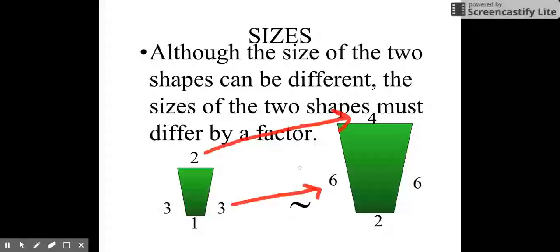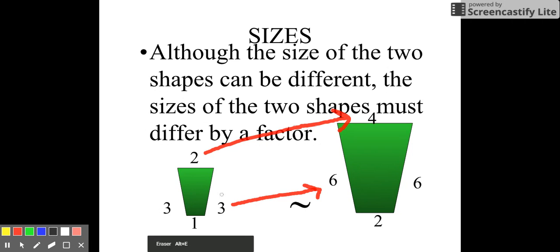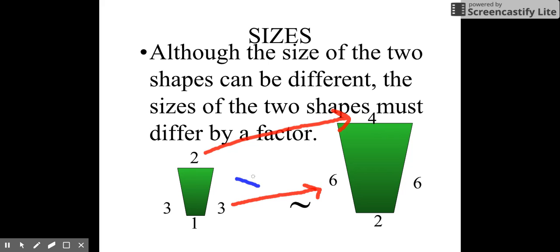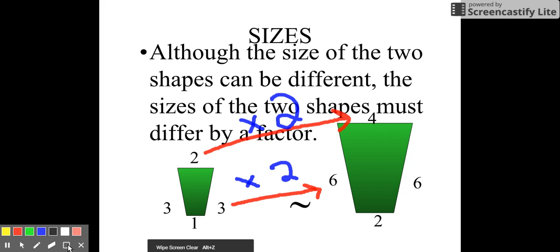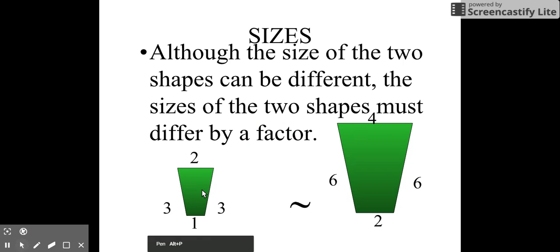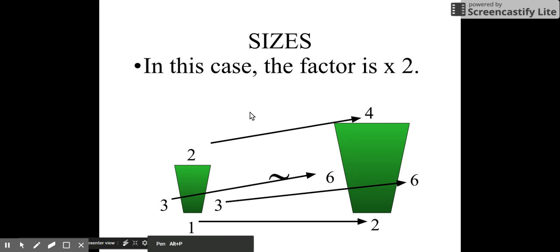Well, if you've noticed, if you multiply by 2, so let me walk over here and get a different color, if you multiply by 2 and you multiply by 2, then you'll notice that both of those will actually work out. So the factor, or scale factor in this case, is a multiplication of 2. This is just an example, a little bit more fine-tuned for what we did.